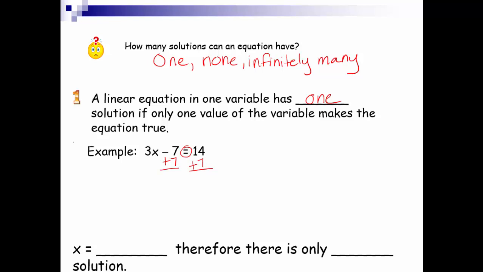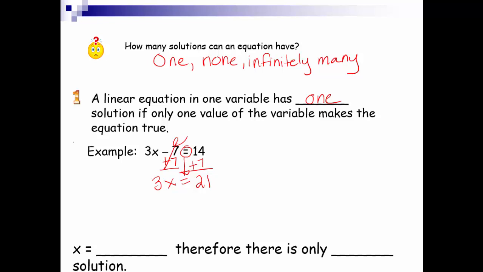A negative 7 plus 7 cancels out and becomes 0. And 14 plus 7 is 21. Everything else on the left side that I have left over, which is the 3x, is going to remain there. And I always have to remember to bring down my equal sign because they always have to remain equal. Now I have 3x equals 21.